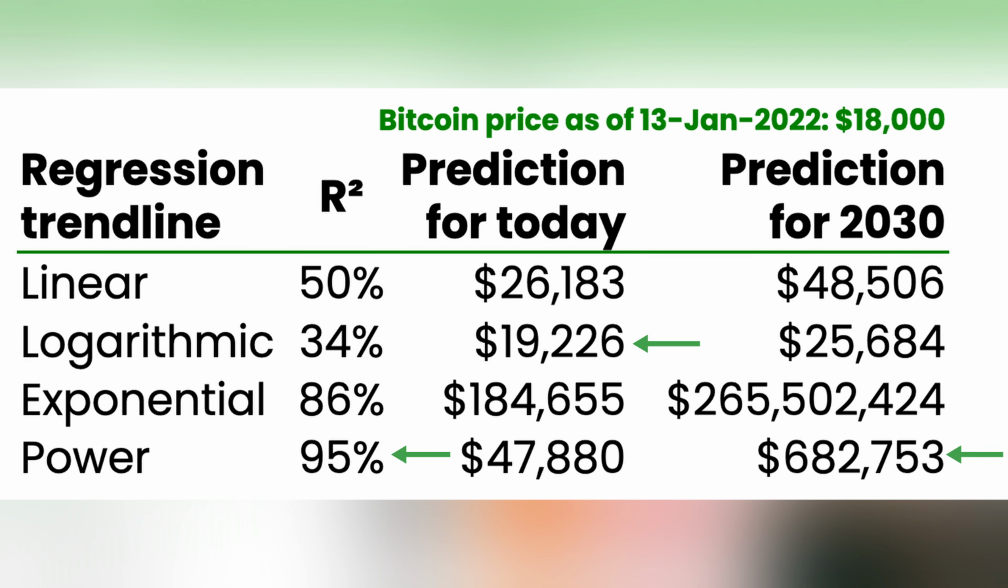$682,000 per Bitcoin. That seems, I think for everybody, more understandable than $265 million for Bitcoin, which the 86% R squared exponential line predicts. Again, I'm not saying it's going to be one or the other. No one knows the future. Don't take this as financial advice. But we can clearly conclude that using the eye test, using common sense, looking at all the other curves, the power regression, the power curve over Bitcoin certainly fits the best, 95% R squared.